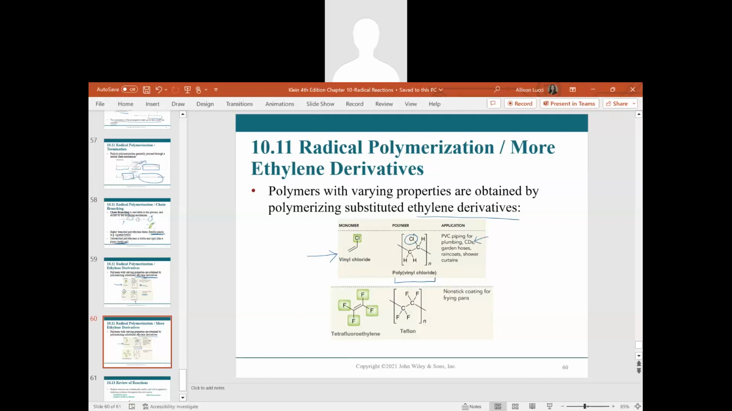And then, of course, our tetrafluoroethylene. So we have four fluorines added to our ethylene produces Teflon. So you're probably familiar with this trade name product. This is the non-stick coating on frying pans. So as I mentioned earlier on, you're probably more familiar with this section than others.